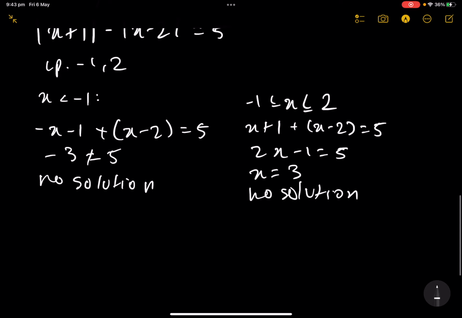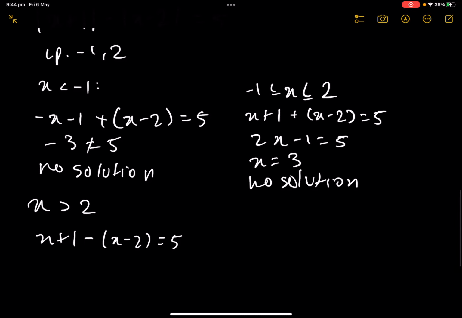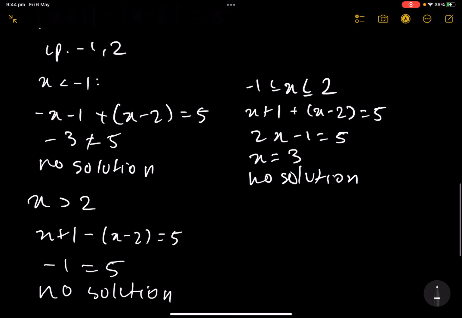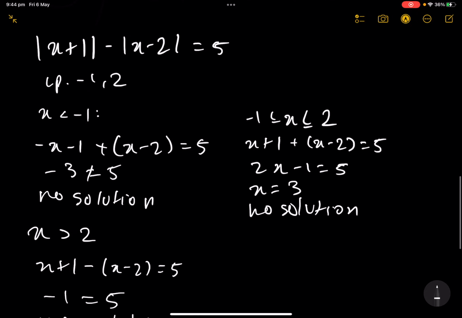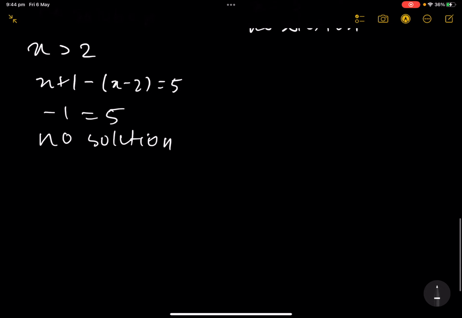Now we go to the last domain, which is x is greater than 2. We do this, x plus 1 is always positive, x minus 2 is also positive, so this will just be the same thing, is equal to 5. That cancels, that's -1 is equal to 5. That's also no solution. So yeah, I should have made a better question for this, but as long as you get a solution, it has to follow the domain as well, basically.